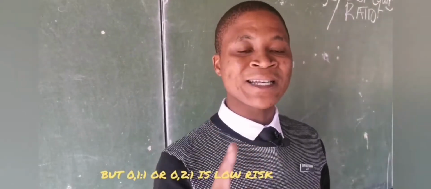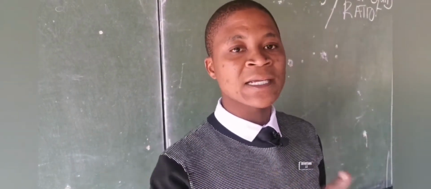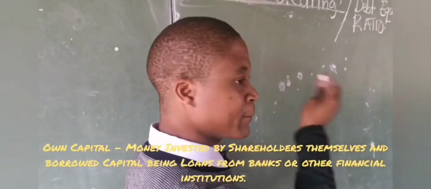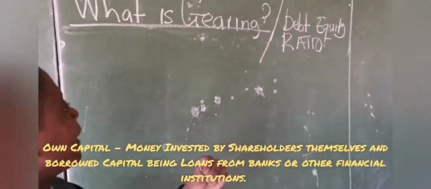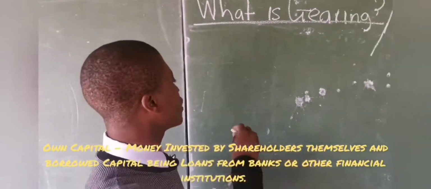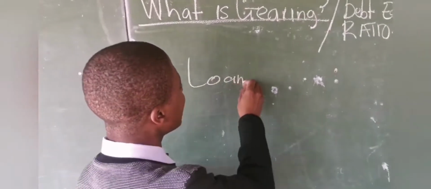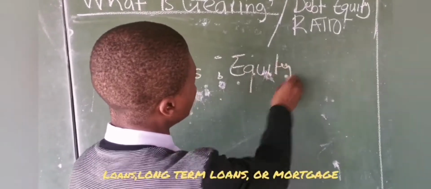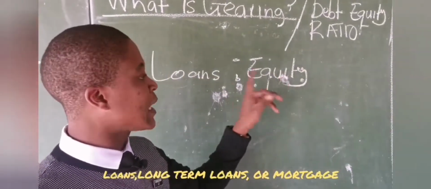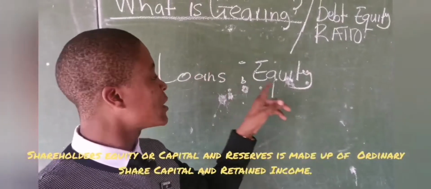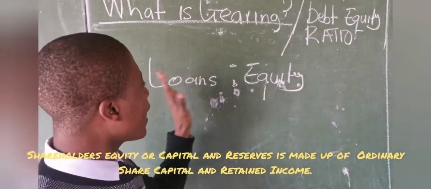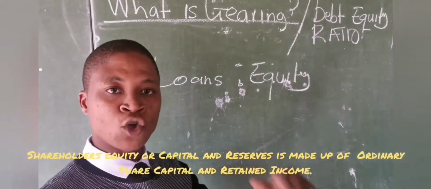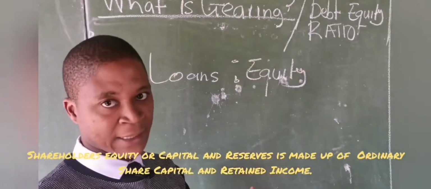So as we said, this is the relationship between own capital and borrowed capital. Now I want to show you in your exam, okay, come closer this side. In your exam, you will need to make this calculation. So we say loans, obviously long-term loans, to what? To equity. Equity, shareholders' equity. I did say shareholders' equity is ordinary share capital plus retained income. Now, when we calculate this ratio, we said it's the degree to which the business is low or high risk, right?